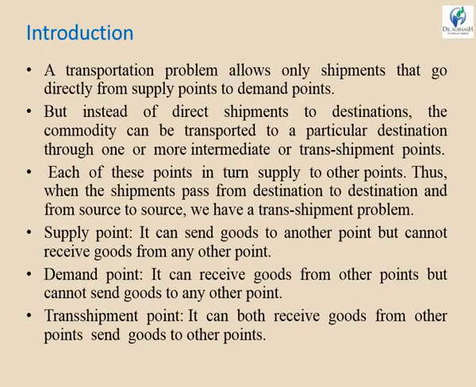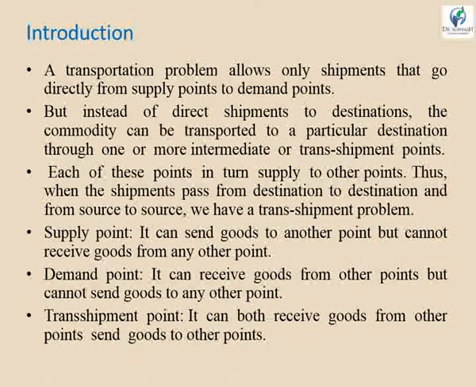So guys, we had seen in the transportation problem we can only do shipments directly from supply points to demand points. The supply was given and you can do the shipment from those supply points to the demand points. But in case of a transshipment problem, there is some modification. Here you can even transport from source to source as well as from destination to destination. So this is the difference between transportation problem and transshipment problem.